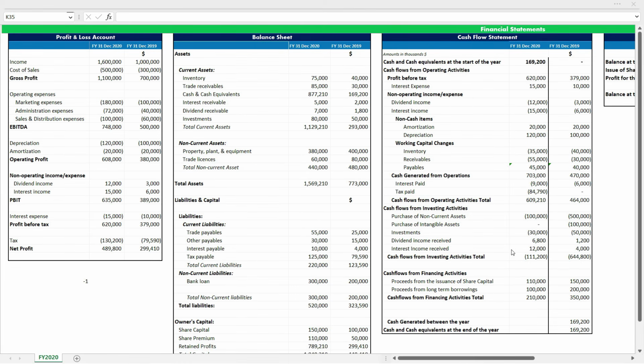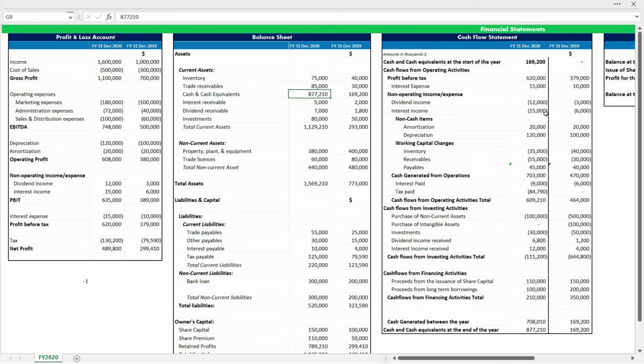So now that we have cash flows from operating, investing and financing activities, we can calculate the cash generated between the year, which is sum of financing plus investing plus operating activities, and that get to be 708,101. And finally, to calculate the cash and cash equivalents at the end of the year, I will go to the opening cash and I'll add the cash generated in the year, and that gets me to the value of 877,210. And we can check in the balance sheet we have same value, so that shows everything has been done completely right.